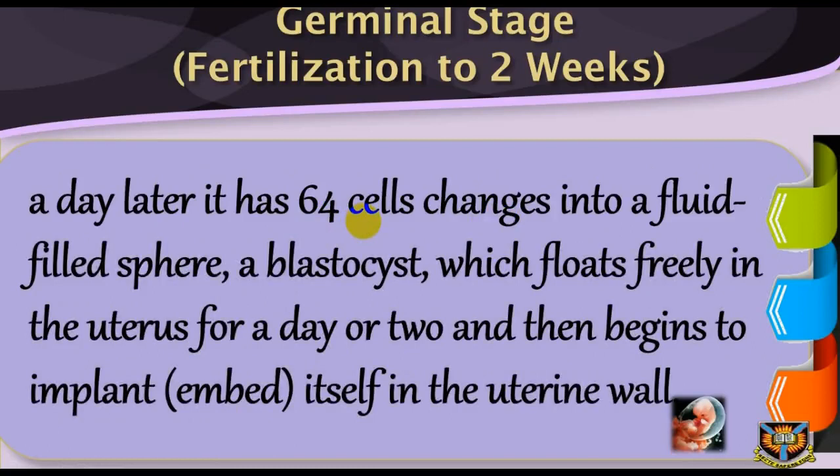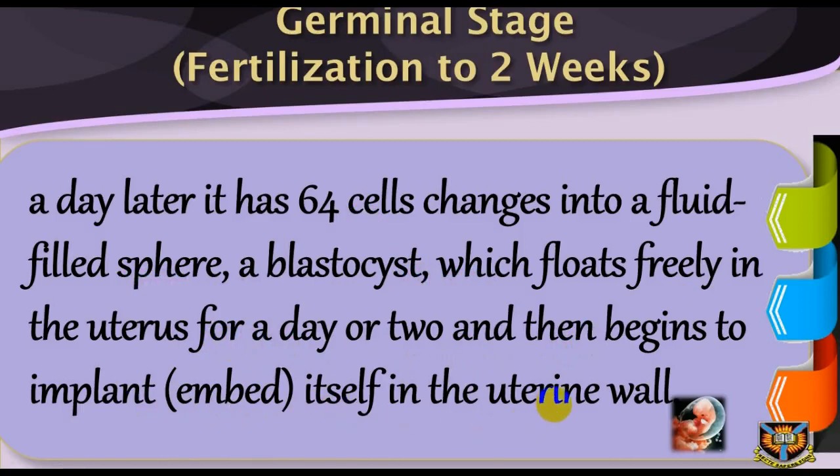While the fertilized ovum is dividing, it is also making its way down the fallopian tube to the uterus, a journey of 3 or 4 days. Its form changes into a fluid-filled sphere, a blastocyst, which floats freely in the uterus for a day or 2 and then begins to implant or embed itself in the uterine wall.